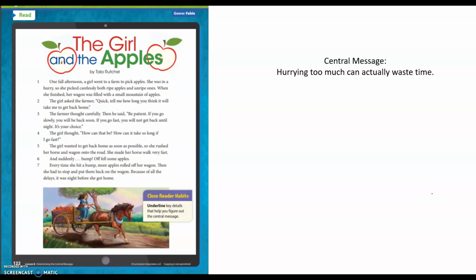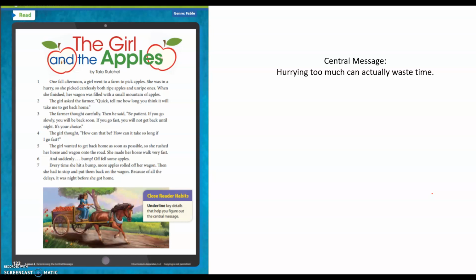One fall afternoon, a girl went to a farm to pick apples. She was in a hurry, so she picked carelessly both ripe apples and unripe ones. When she finished, her wagon was filled with a small mountain of apples. The girl asked the farmer, "Quick, tell me how long you think it will take me to get back home." The farmer thought carefully. Then he said, "Be patient. If you go slowly, you will be back soon. If you go fast, you will not get back until night.